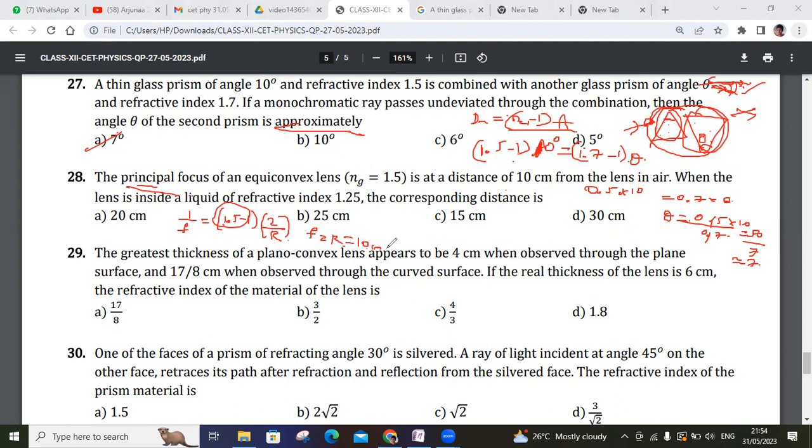10 centimeter, given. Then when the lens is inside the liquid, n2 is 1.5, n1 is 1.25, minus 1, into 2 by r, where r is 10. So this will be 6 by 5 minus 1, which is 1 by 5, into 2 by 10. So what will we get? 2 ones are 2, 5 fives are 25. So f will be 25. Option B. 28 is option B.